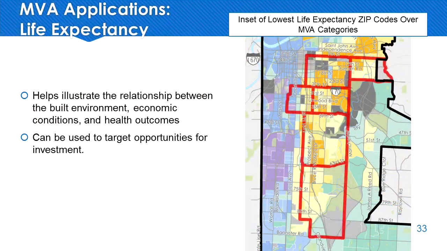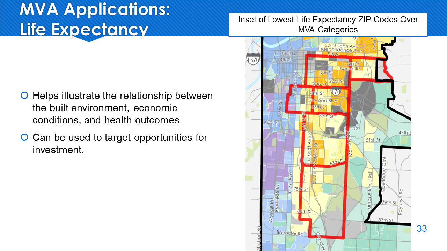Life expectancy, which Jeff referenced, is the connection with public health. I think this is just the tip of the iceberg type look at this. There's a lot more detail that you can go into in terms of all the determinants of health and how they align with the market value analysis.